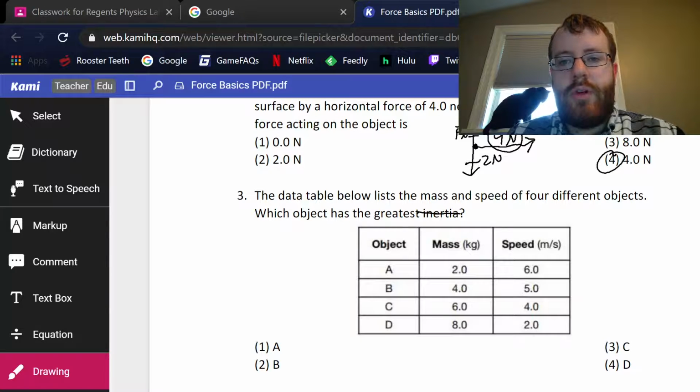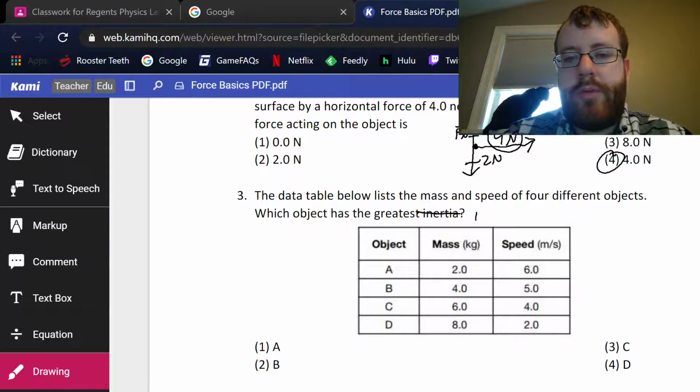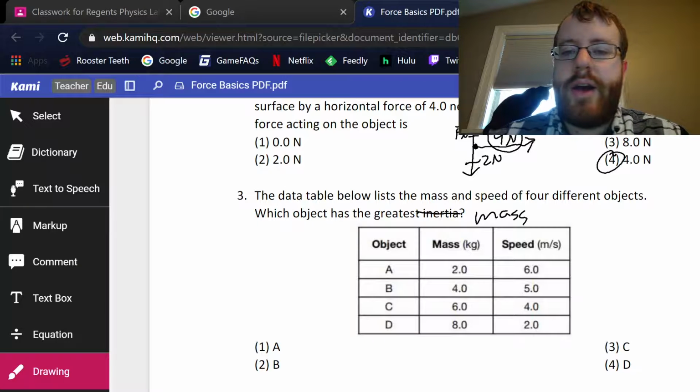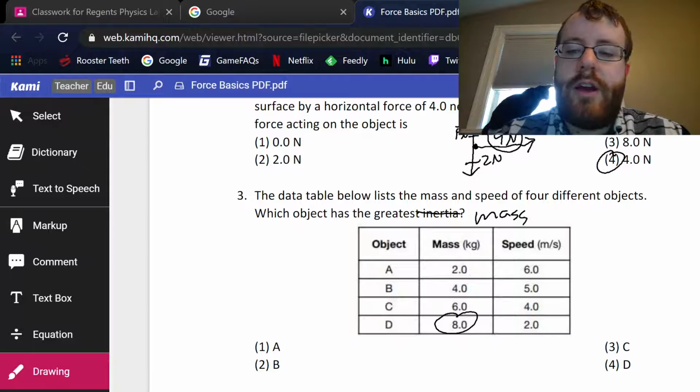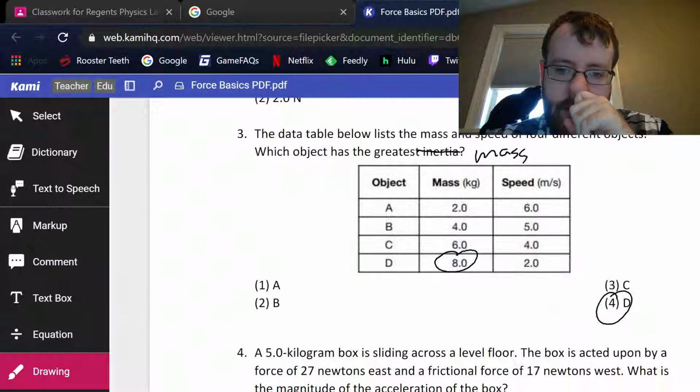We just cross out the word inertia and replace it with the word mass, and right away it should be a very easy question. Which one has the greatest mass? That's that right there, which means choice D. Those should be very straightforward.